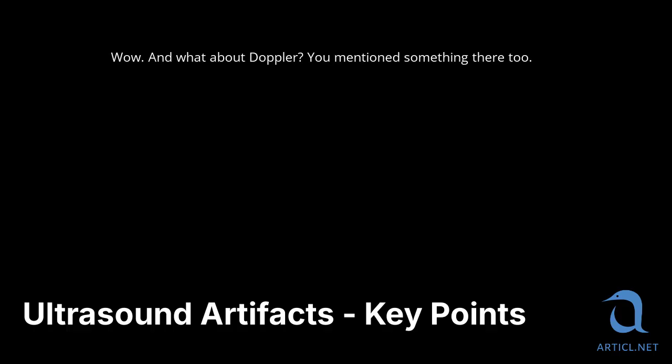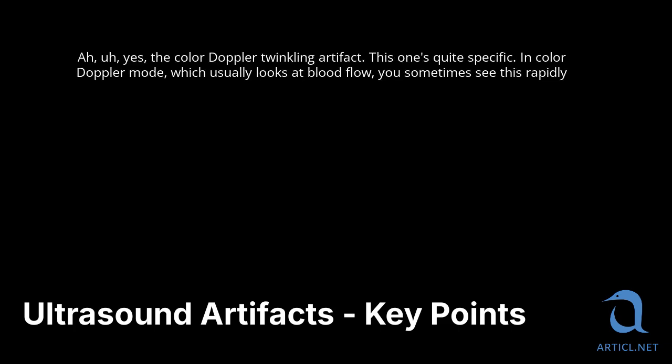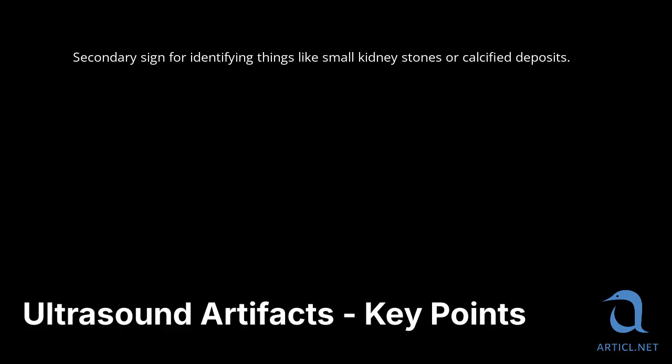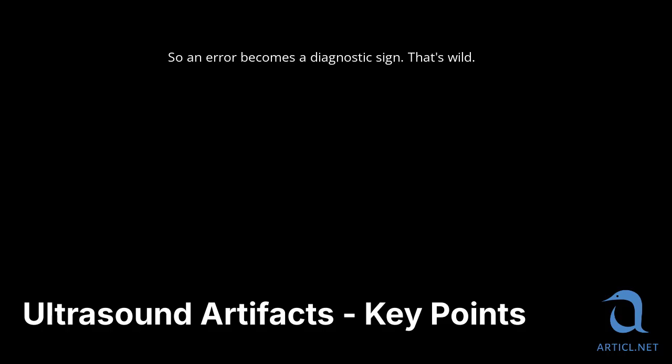It's useful information. Wow. And what about Doppler? You mentioned something there too. Yes, the color Doppler twinkling artifact. This one's quite specific. In color Doppler mode, which usually looks at blood flow, you sometimes see this rapidly changing mix of colors, like twinkling Christmas lights behind certain structures. Even though it is an artifact, it's not real flow. It's become recognized as a really useful secondary sign for identifying things like small kidney stones or calcified deposits. So an error becomes a diagnostic sign. That's wild. It really shows how understanding the why behind the image is key.